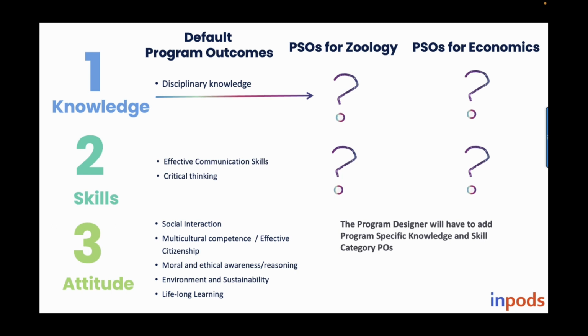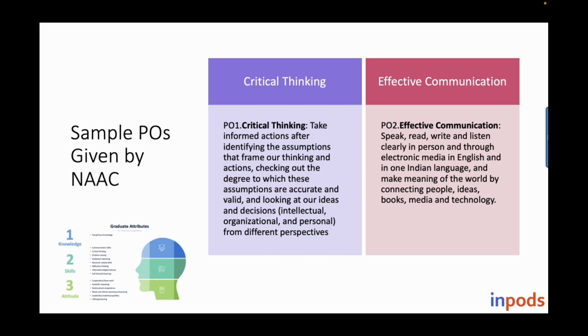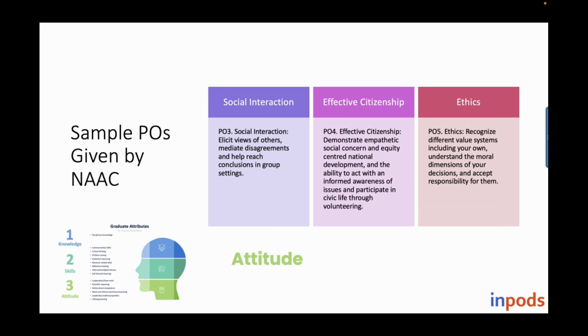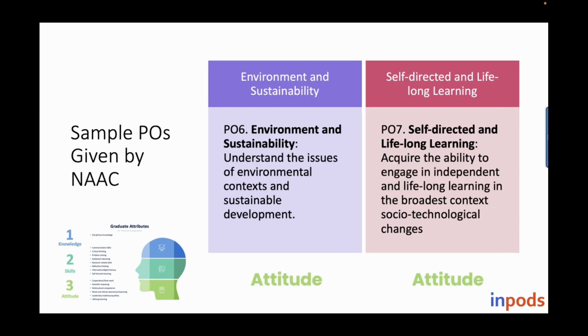I've taken it from the NAAC manual, and you'll find that they have given the sample program outcomes, which I am highlighting here. And you'll find that those are directly coming from the graduate attribute list. Critical thinking, effective communication, these come from the skill category of the graduate attributes. Social interaction, effective citizenship, or ethics, these attributes are coming from the attitude category of graduate attributes. Again, there are further environment and sustainability, self-directed, and lifelong learning. These also come from attitude.